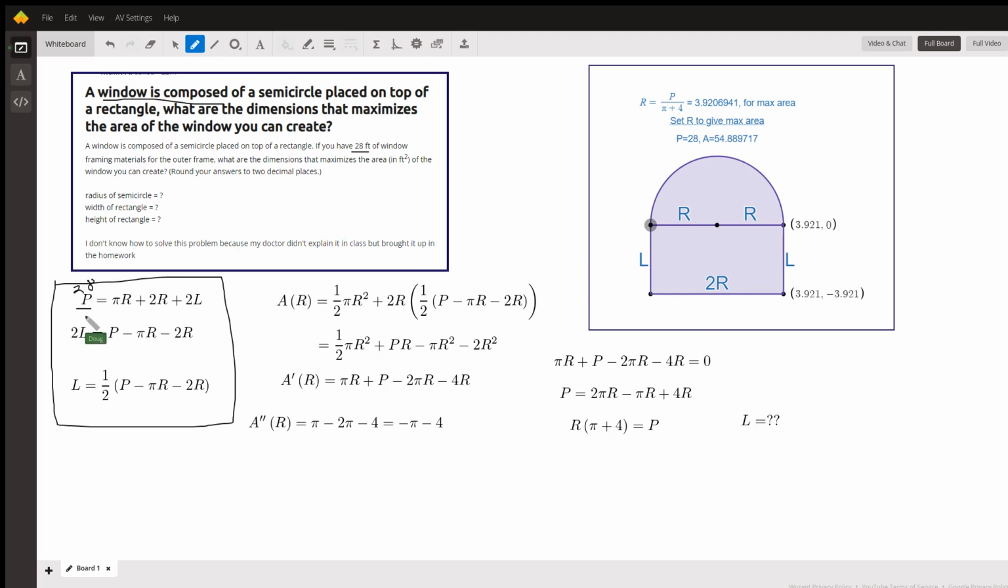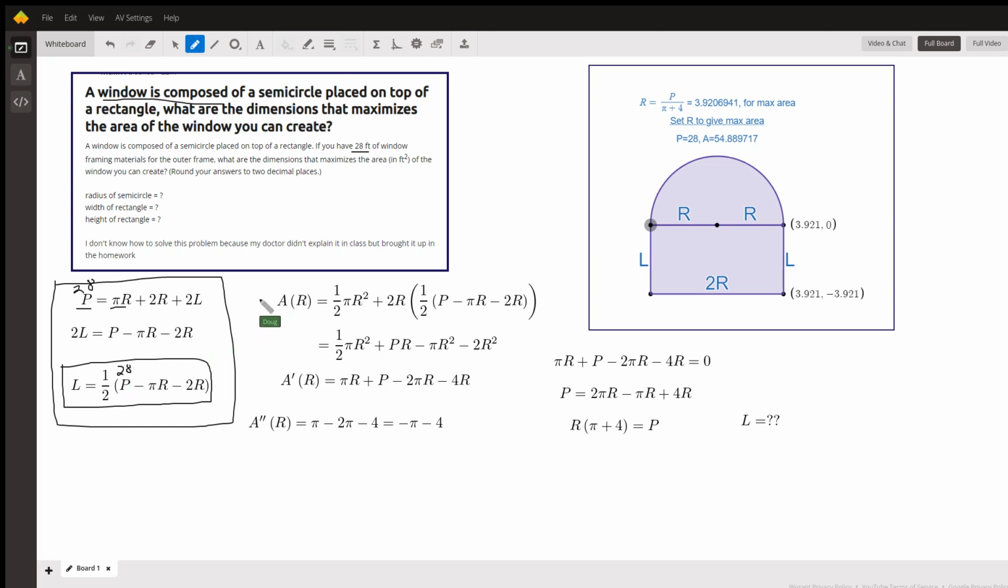So the perimeter is, well, this is a semicircle. The circumference of a circle is 2 pi r, so for a semicircle, it's just pi r. And then for this rectangle, we're only looking at the outside perimeter, so we're not including this length of the rectangle in the perimeter. It's just 2L plus 2R. And so if we solve that for L, there's a formula for L in terms of R, where again, this P is understood to be 28.